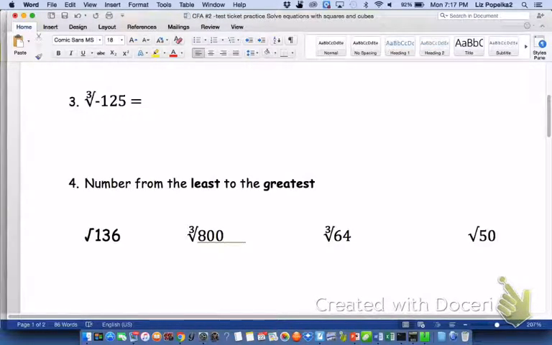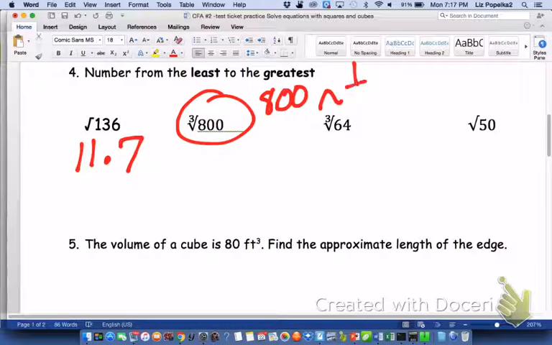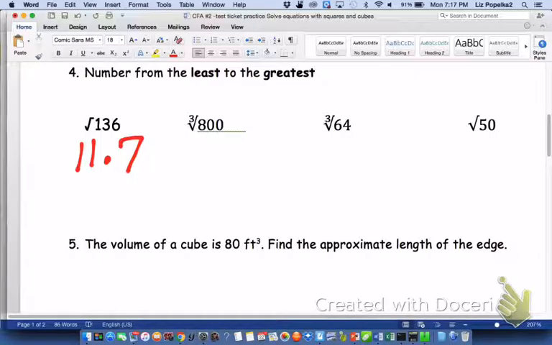Number 4, you're being asked to write these numbers in order from least to greatest, and I'm simply just using my calculator. Again, you're allowed to use it, so please just use it. I'm using the square root button on my calculator, the square root of 136, and it ended up being 11.7 something, so I round it to 11.7, because right now we're rounding to the nearest tenth. For the second one, remember, it's 800 raised to the 1/3 power. If I did that correctly, I should have gotten approximately 9.3 if I'm rounding to the nearest tenth. Check yourself with the calculator as you do this.